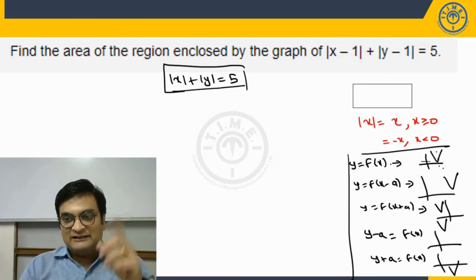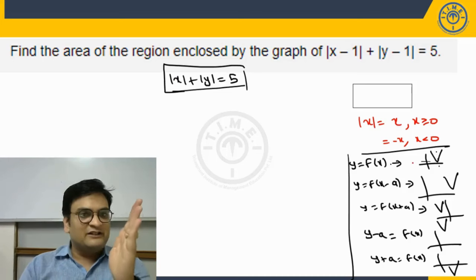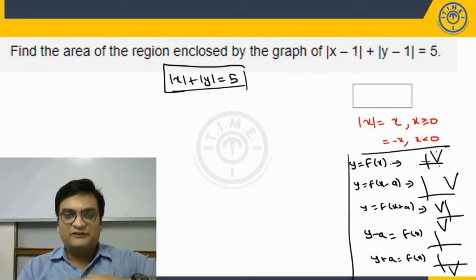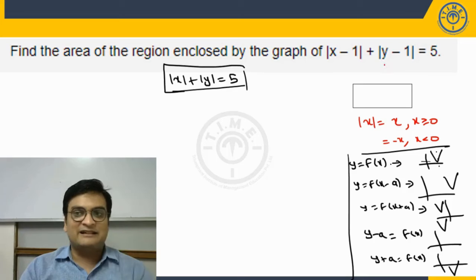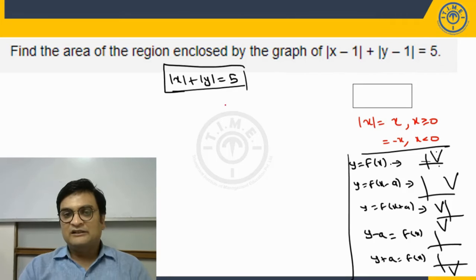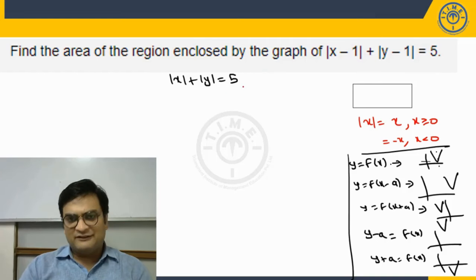For example, this V remains a V only. If you replace x by x minus 1, it will shift right by 1 unit. If you replace y by y minus 1, it will shift up by 1 unit. The shape is not going to change. So thus I say, let's not work on this, but let's work on this. It's convenient. So when you look at this, mod x plus mod y equal to 5.